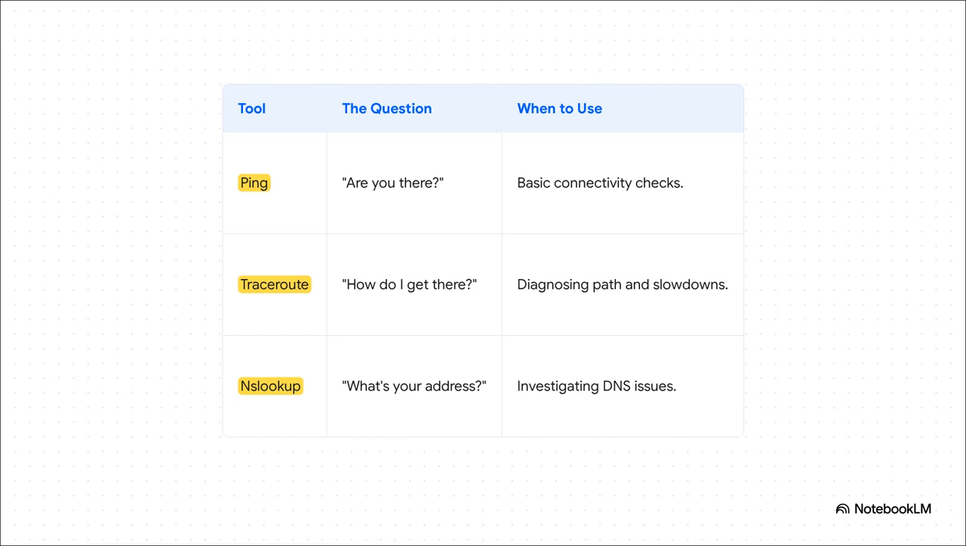First, you start with ping to ask the simple question, are you there? That just confirms basic life. If it's slow or it's failing, you move on to Traceroute to ask, okay, how do I get there? That'll map the path and show you where the delays are. And if you can't connect by name at all, you pull out Nslookup to ask, wait, what's your address? To check if it's a DNS issue.